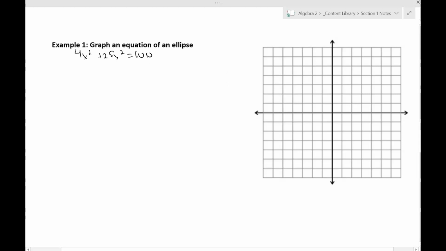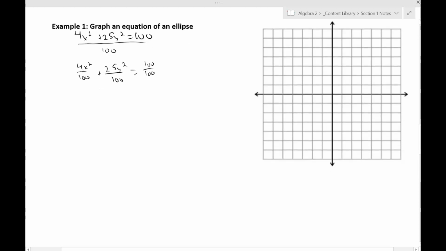We want to get it into standard form, so what we have to do is get this value to 1. And how do I get that value to 1? Well, you divide technically everything by 100. So we can write this as 4x squared over 100 plus 25y squared over 100 equals 100 over 100, but that's going to be 1. Now 4x squared over 100 becomes x squared over 25. 25y squared over 100, well, 25 over 100 just becomes y squared over 4. That's going to equal 1. Now it's in standard form.